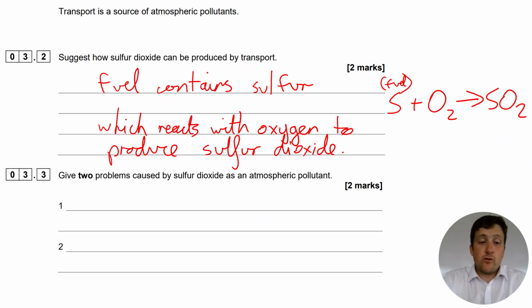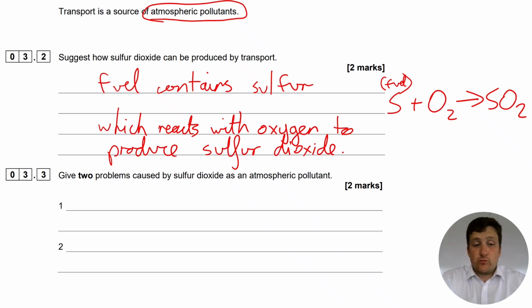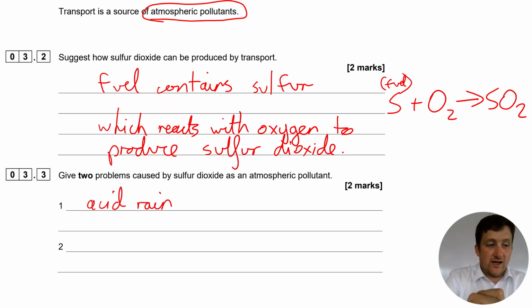Now, what are two problems caused by sulfur dioxide? For all of our atmospheric pollutants, which is what the very top is saying, there tend to be two problems we tend to talk about. There is a sort of global one, an environmental one, and then there's a personal human one that we tend to talk about a lot of the time. So our global one, acid rain. Simple as that, nothing extra, acid rain.